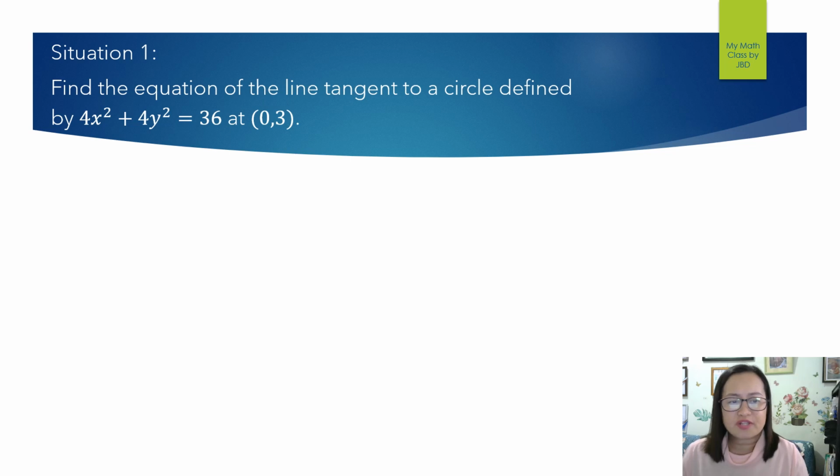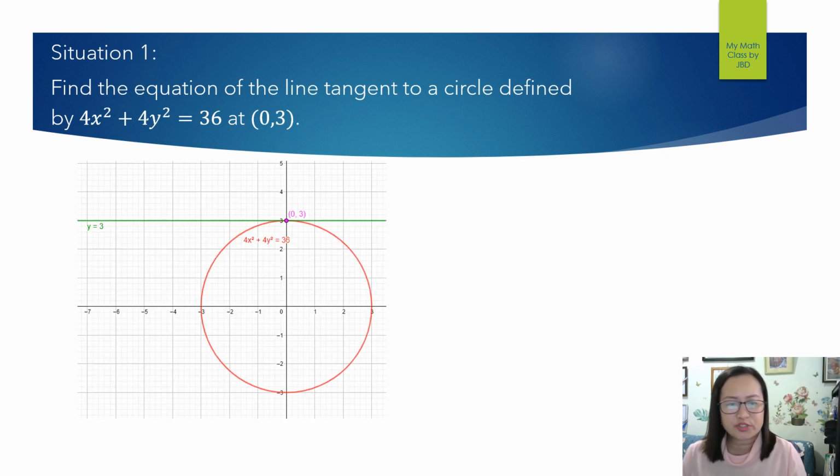Now confirming this with our graphing calculator, Desmos or GeoGebra, we would be able to see that 4x squared plus 4y squared equals 36 illustrates a circle. And then the tangent line at 0, 3 is indeed a horizontal line having an equation of y equals 3.